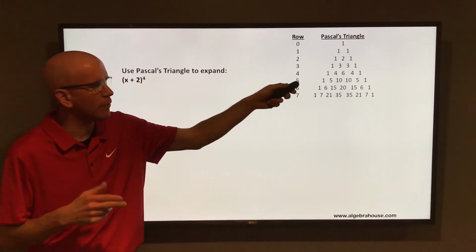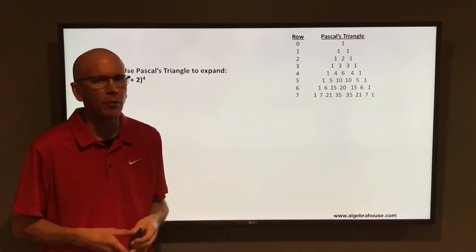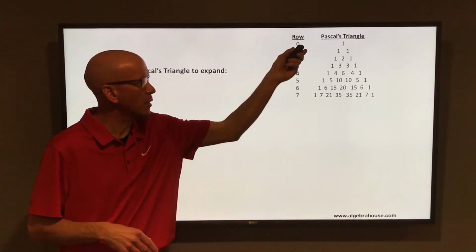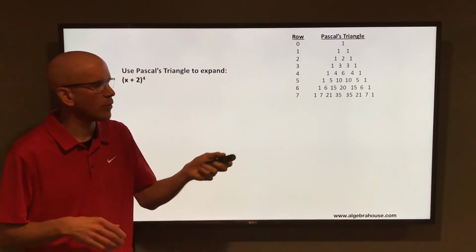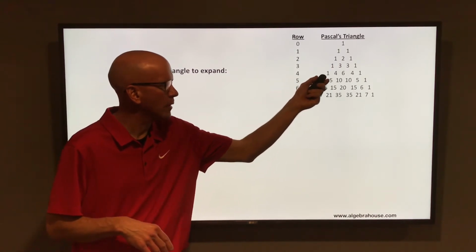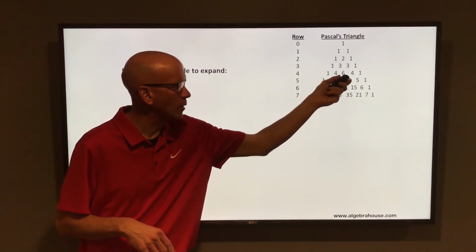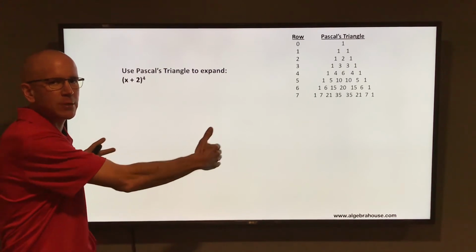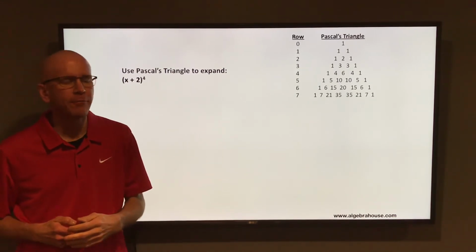Now I call that row 4, but it's actually the 5th row down from the top because the very first row is row 0. So when I speak of row 4, I'm talking about an exponent of 4, those coefficients, 1, 4, 6, 4, and 1. You want to space those out across your paper, 1, 4, 6, 4, and 1.